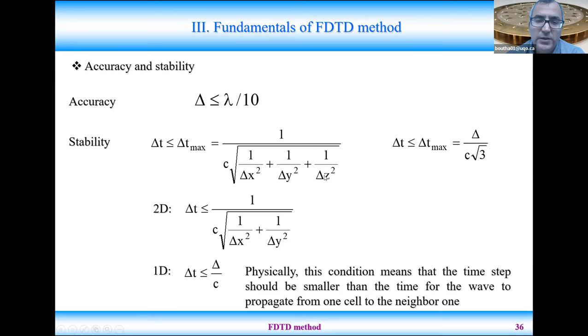If we consider delta x, delta y, delta z all equal to delta, then the equation is much simpler. It's just delta over c square root of 3. If we consider a 2D problem, with only x and y for example, then the relation will be something like that. For a 1D problem, we will have delta t smaller than delta over c. What does it mean for a 1D problem? That is easy to interpret. It means that the time step should be smaller than the time for the wave to go from one cell to the other cell. And that's logical. So we need the time step to satisfy this relation in order to respect stability.